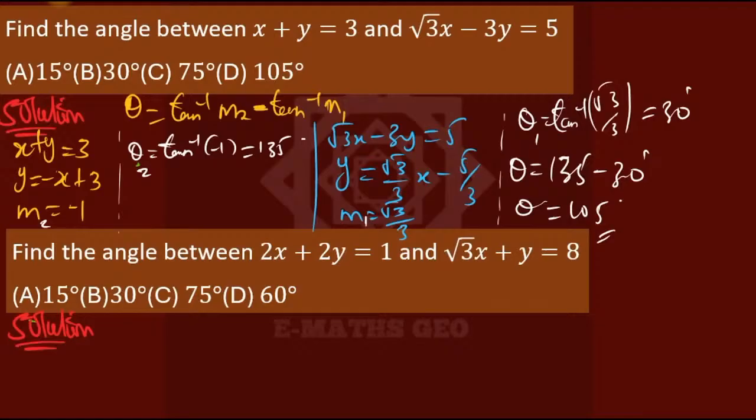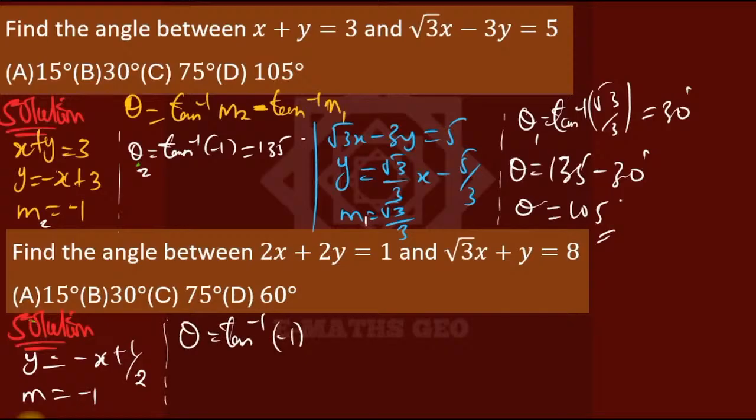That's the approach for that line. For the next question, for the first line, let's make y the subject of the formula. So y is now minus x plus a half, making m equal to minus 1. Therefore, theta is arctan of minus 1, which is 135.